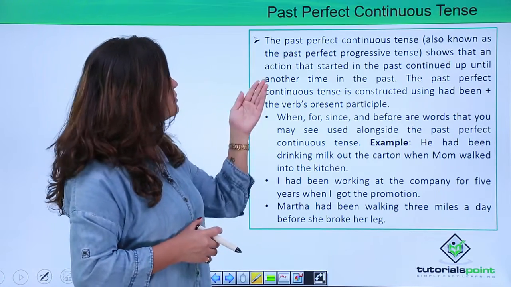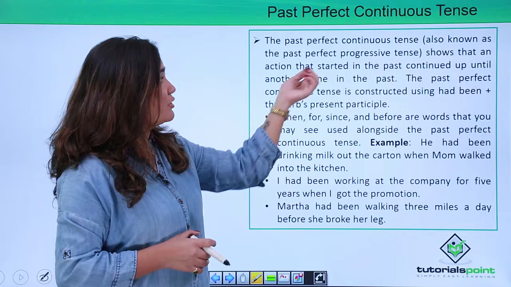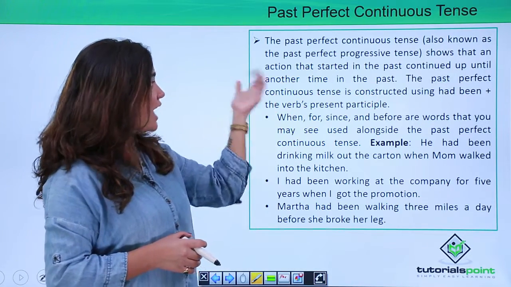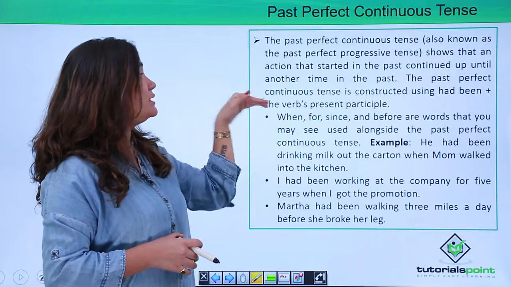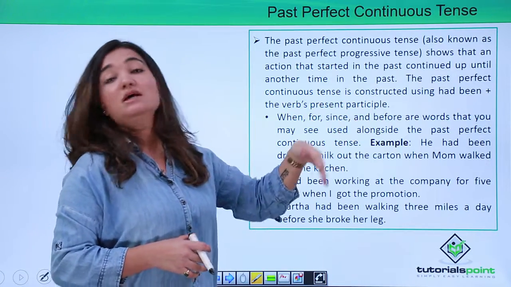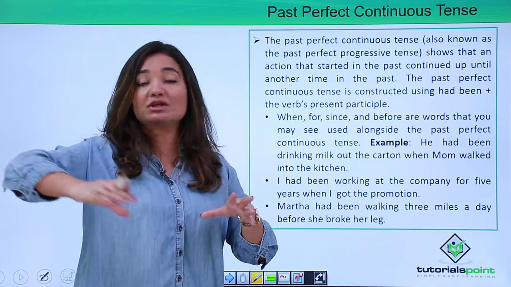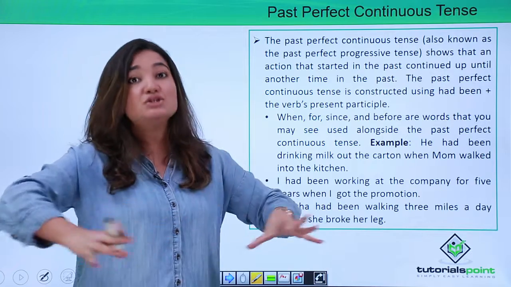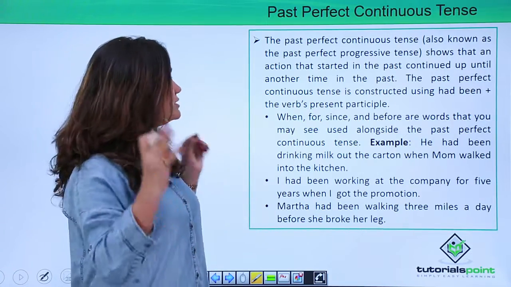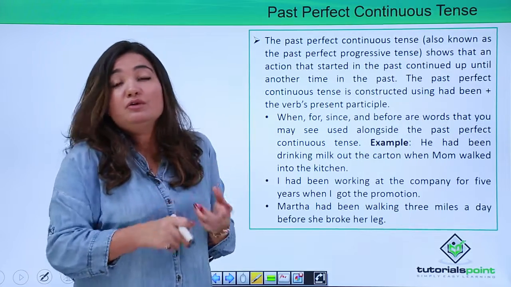Yeah. So the past perfect continuous tense, also known as past perfect progressive tense, shows that an action that started in the past continued up till another time in the past, right? So something that started in the past and continued till another time in the past. So that is the main punch of your past perfect continuous tense. So how is it formulated, or how would you recognize it?